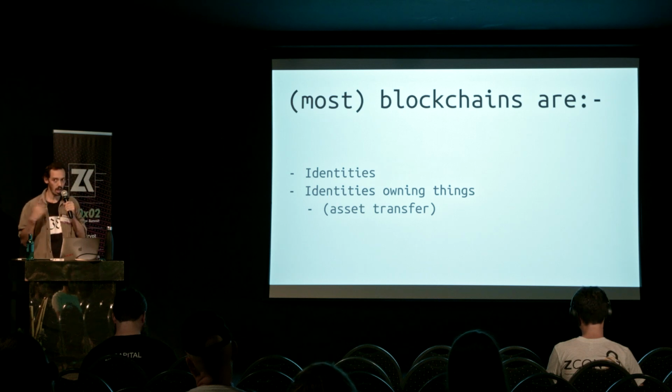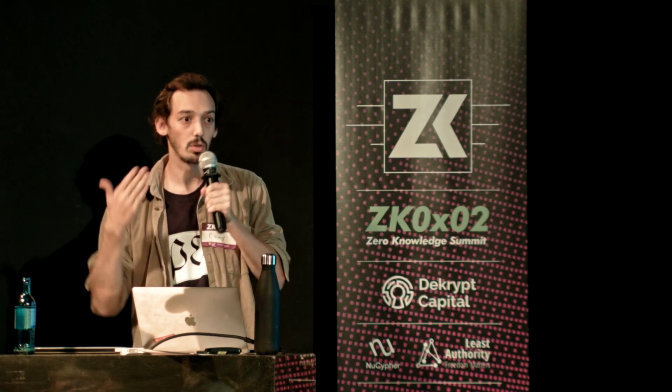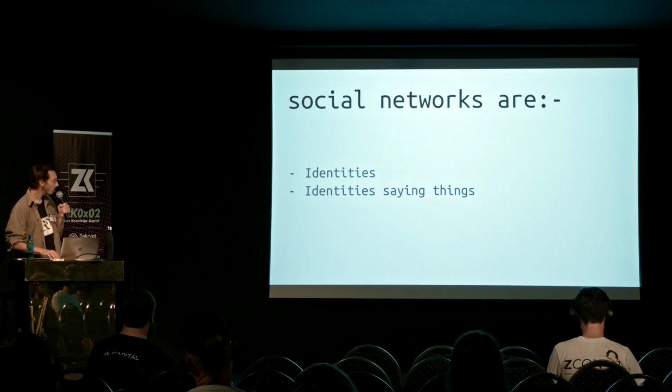In the blockchain ecosystem, most of what we're talking about are identities and identities owning things. So there's a lot of asset transfer, be that coins, be that NFTs. If you look at what social networks are, they're much more about identities and identities saying things. And to validate that someone said something, all you need is a signature and a proof or some sort of understanding of who they are.